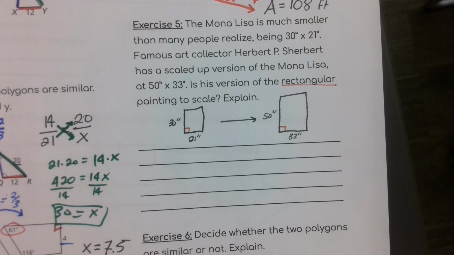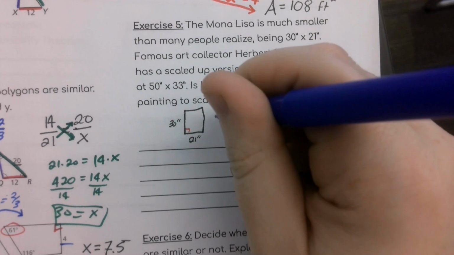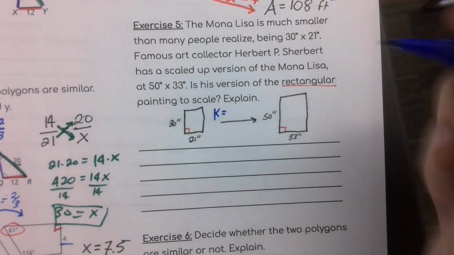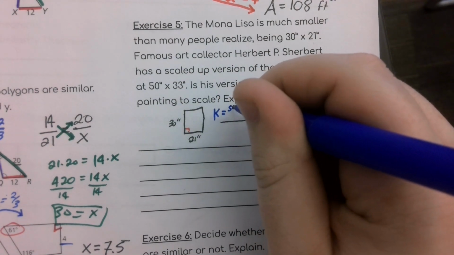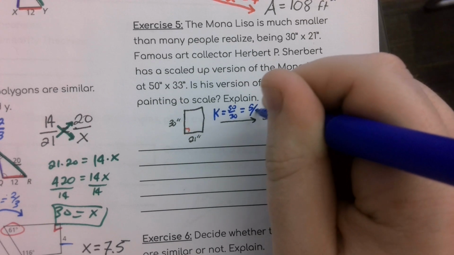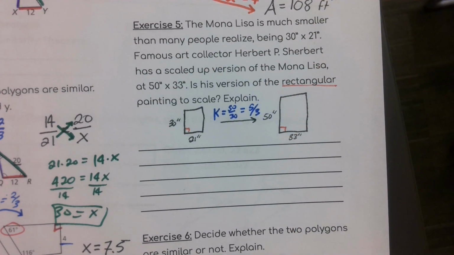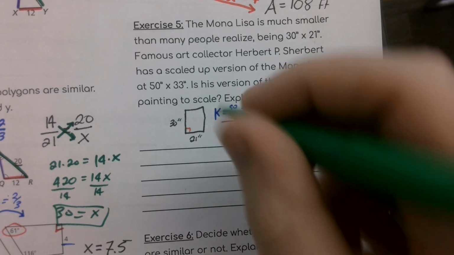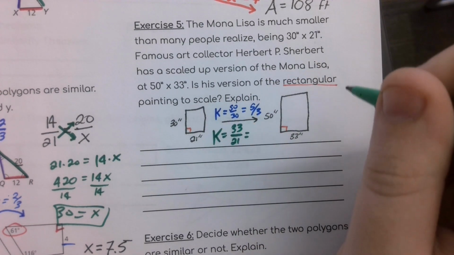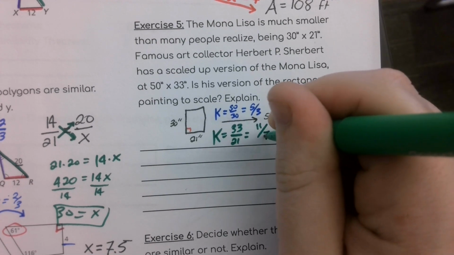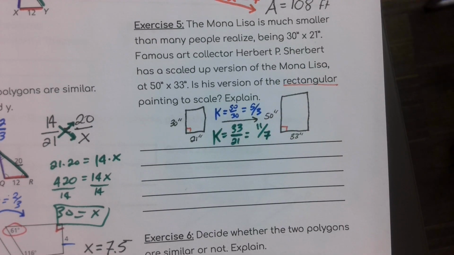What I'm not fine with is knowing that all of our sides are scaled by the same scale factor. So let's calculate both of these scale factors. Since the new length is 50 and the old length was 30, we can do 50 over 30 to get 5/3. It seems like our scale factor should be 5/3 here. But when I do the same process with the 33-inch side and the 21-inch side, 33 over 21 actually simplifies to 11/7, not 5/3.